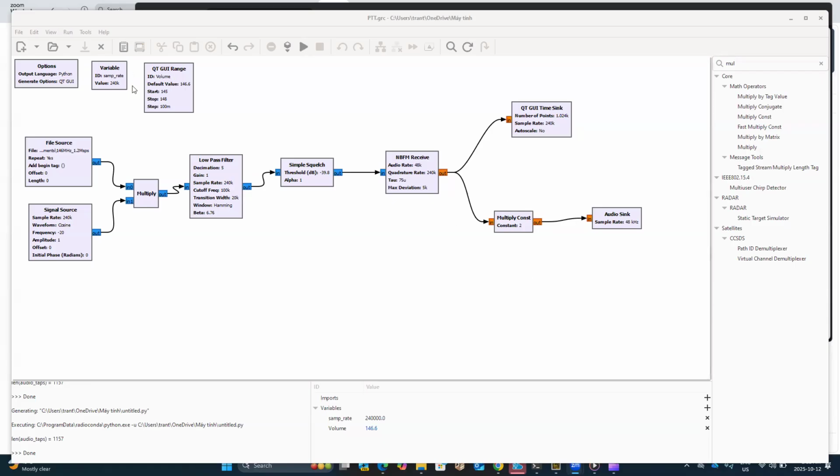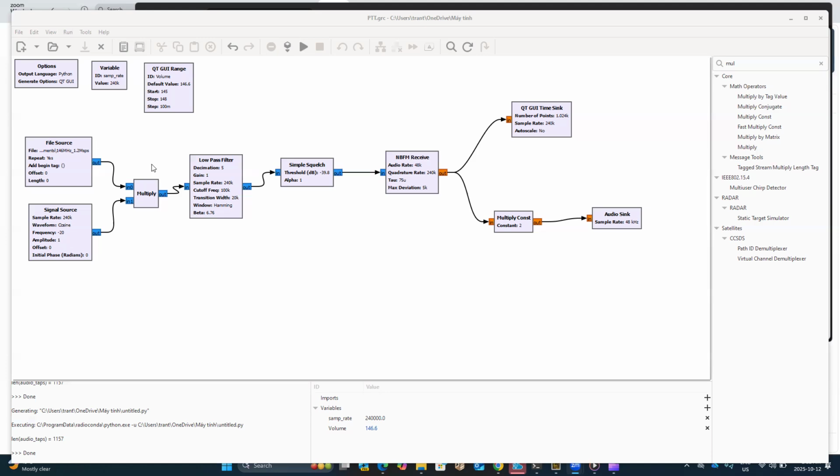This is my flow graph. First, I have the variable here where I set the symbol rates for several connected blocks. I have the Qt GUI range. This is a slider control. When you play the flow graph, the Qt GUI window is going to pop up with a slider at the bottom named volume. You can change the value there.